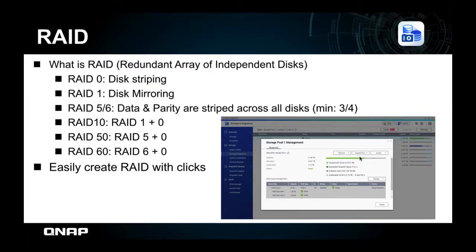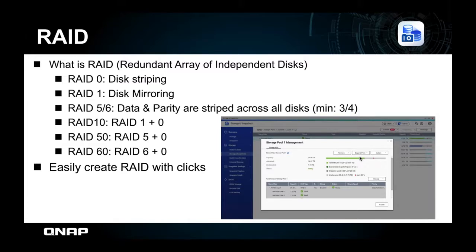RAID 1 is mirroring. It just means that one disk copies the other disk. So if a drive dies, you still have all your data. And RAID 5 and 6, they offer striping, but also redundancy. So with RAID 5, if one drive fails, you still have all your data. RAID 6, two drives fail, you still have all your data, but they also offer the striping for added performance and also more storage than you could fit on just one drive.